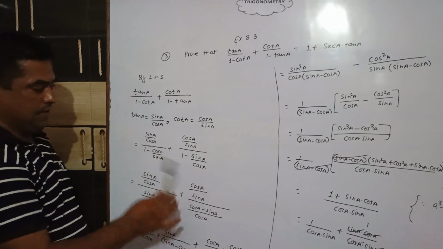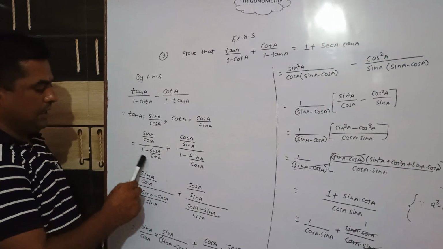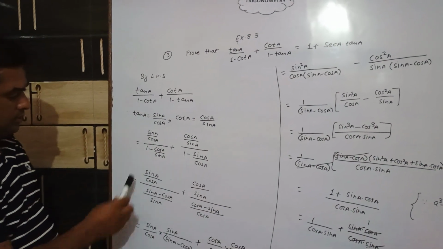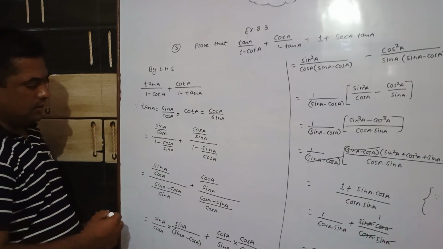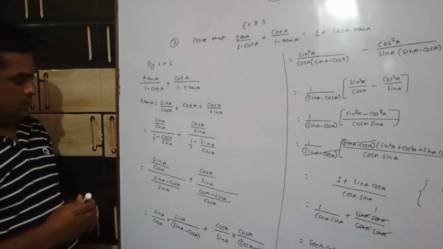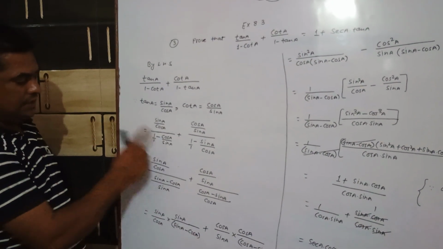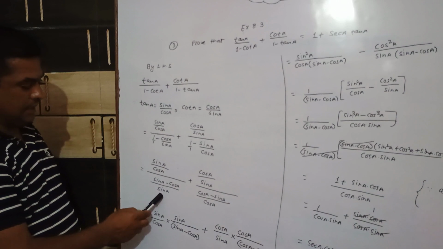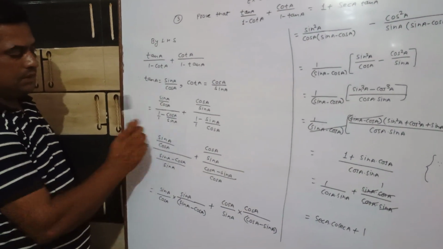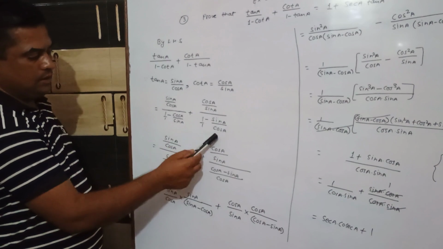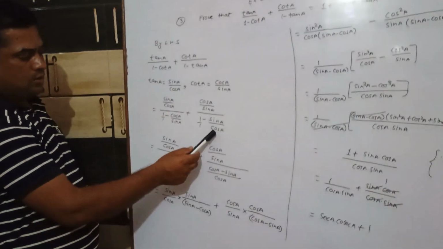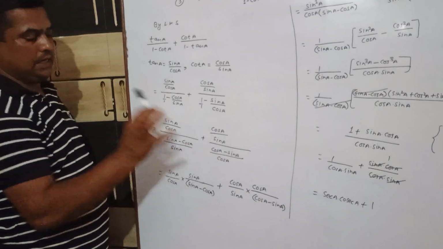The numerator will be same. In the denominator, we will take the LCM because there are two terms. So the LCM of 1 and sin A will be sin A, and this will be sin A minus cos A. Plus, the LCM of cos A and 1 is cos A, so cos A minus sin A.